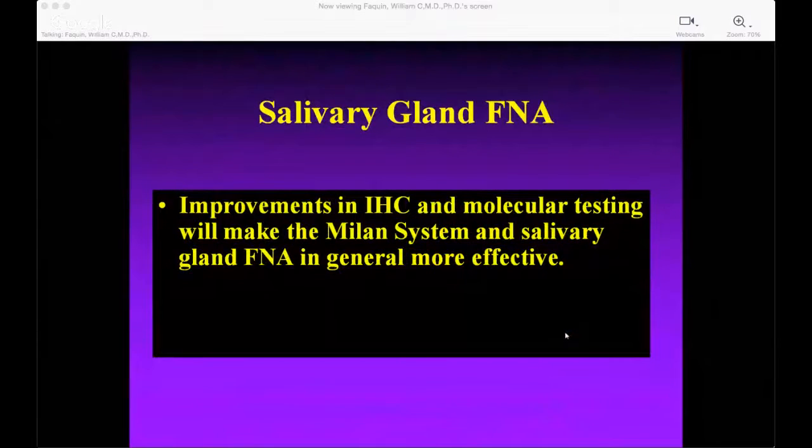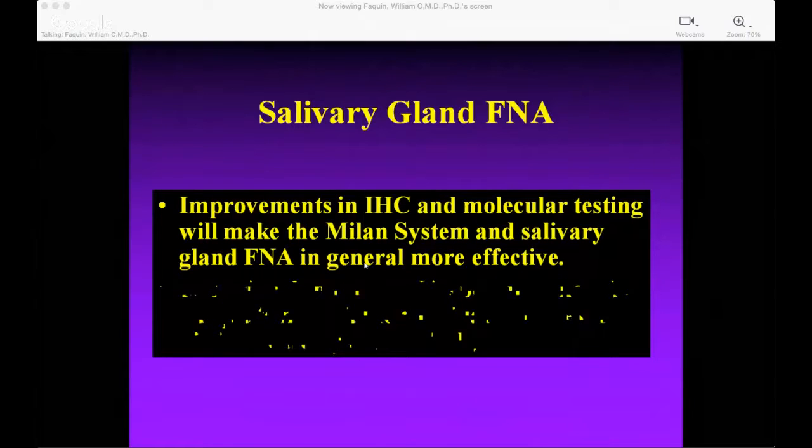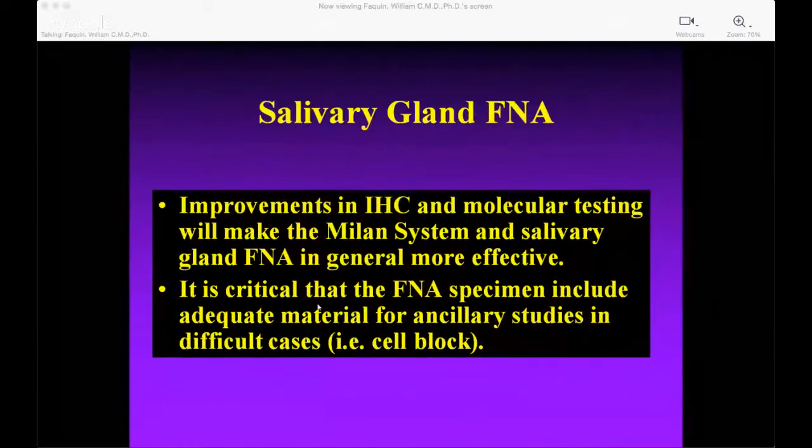So I've gone through the different diagnostic categories in the Milan system. And what I'd like to do is just spend the last few minutes mentioning some of the ancillary studies that we can use. So basically, improvements in immunocytochemistry, immunohistochemistry, and molecular testing will make the Milan system and salivary gland FNA in general more effective. And it's really critical that the FNA specimen include adequate material for ancillary studies in difficult cases.